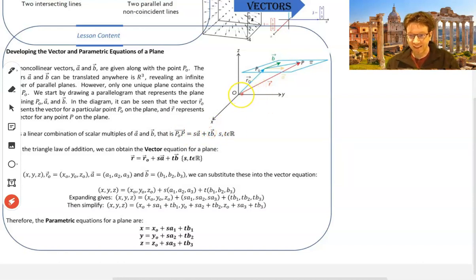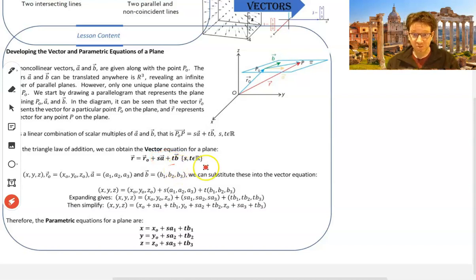And then this vector R can point to any position on the entire plane if we simply have the vector R0 pointing to a known point on the plane where these 2 lines intersect, and having these 2 then added to it as a scalar multiple of both.